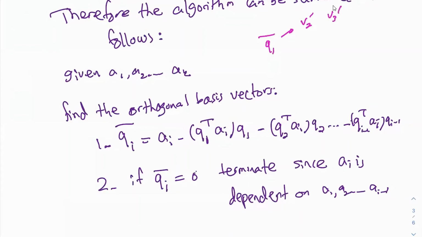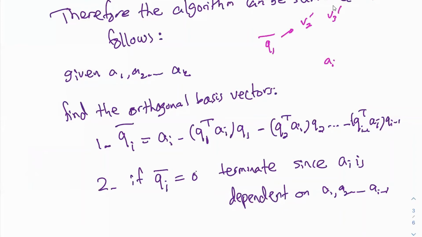So you can call this one anything you like. You can call it V2 prime. You can call it V prime, anything you like. So Qi bar is the unnormalized version of the vector I'm interested in. What is it equal to? Qi bar is equal to Ai minus the orthogonal projection of Ai on every single basis vector that I derived from the previous iterations.